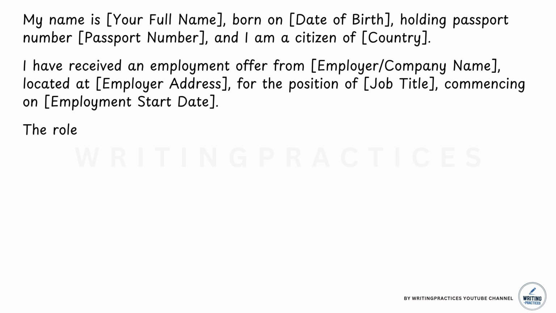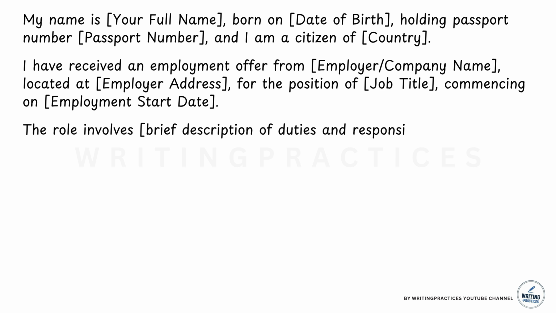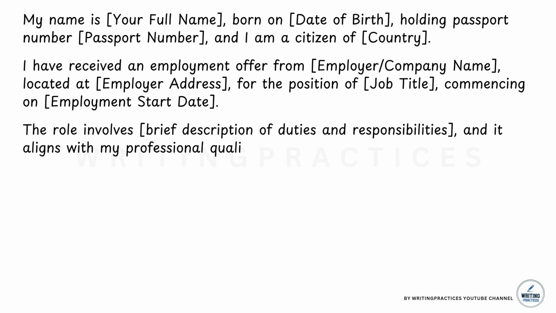Fourth paragraph, job role description. Explain your duties and responsibilities. Example, the role involves software development, system design, testing applications, and collaborating with technical teams to deliver innovative digital solutions. This paragraph helps immigration officers understand the nature of your work. It also shows how the role aligns with your visa eligibility and professional background. Keep your description clear and relevant to the position.